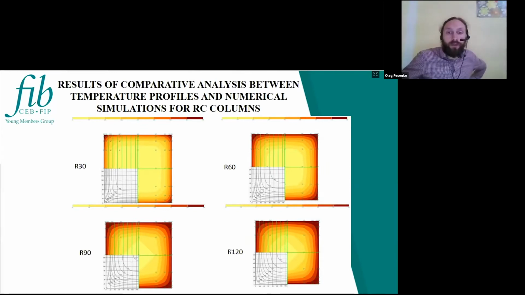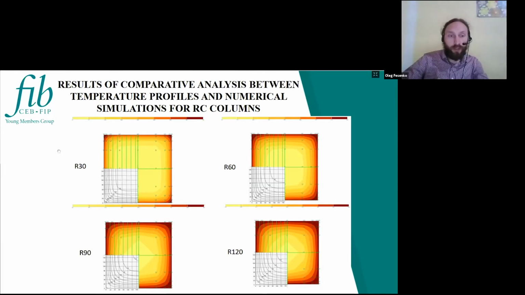This is a result of analytical simulation of the columns with a cross-section dimension of 300 millimeters, and comparison with temperature profiles given in Eurocode 2 for this kind of section. As you can see, this simulation was made for different periods, for 30, 60, 90, and 120 minutes.